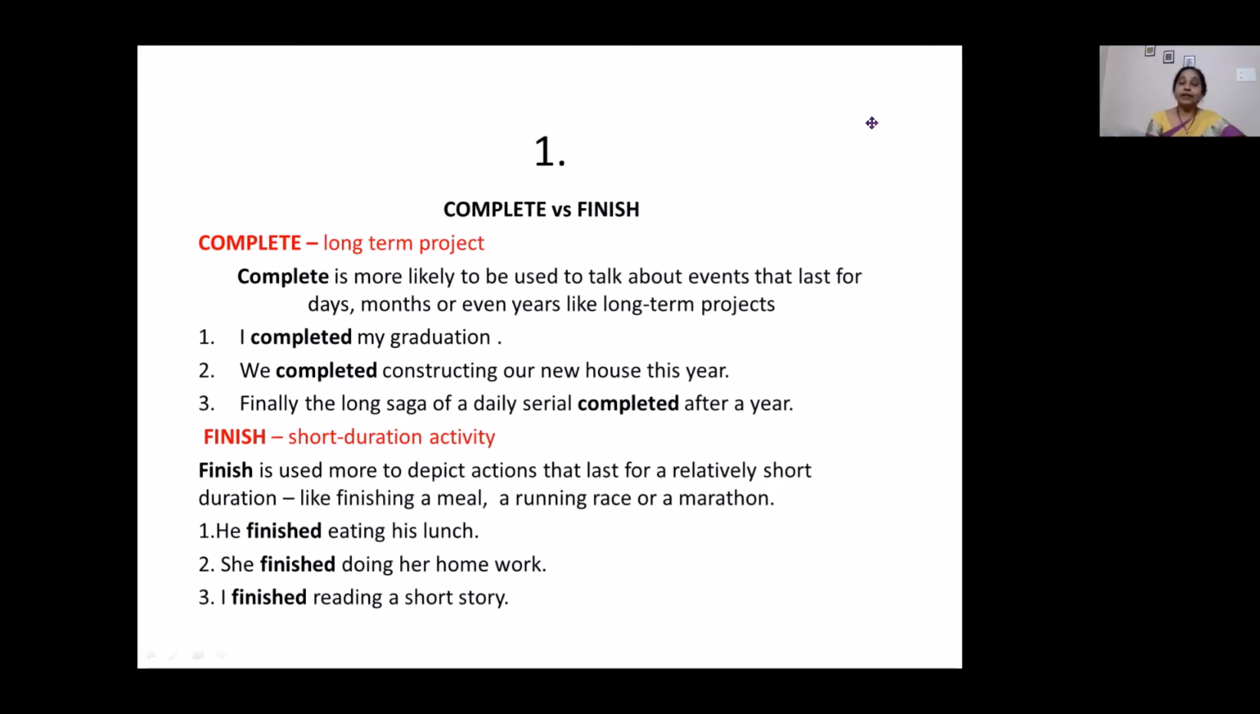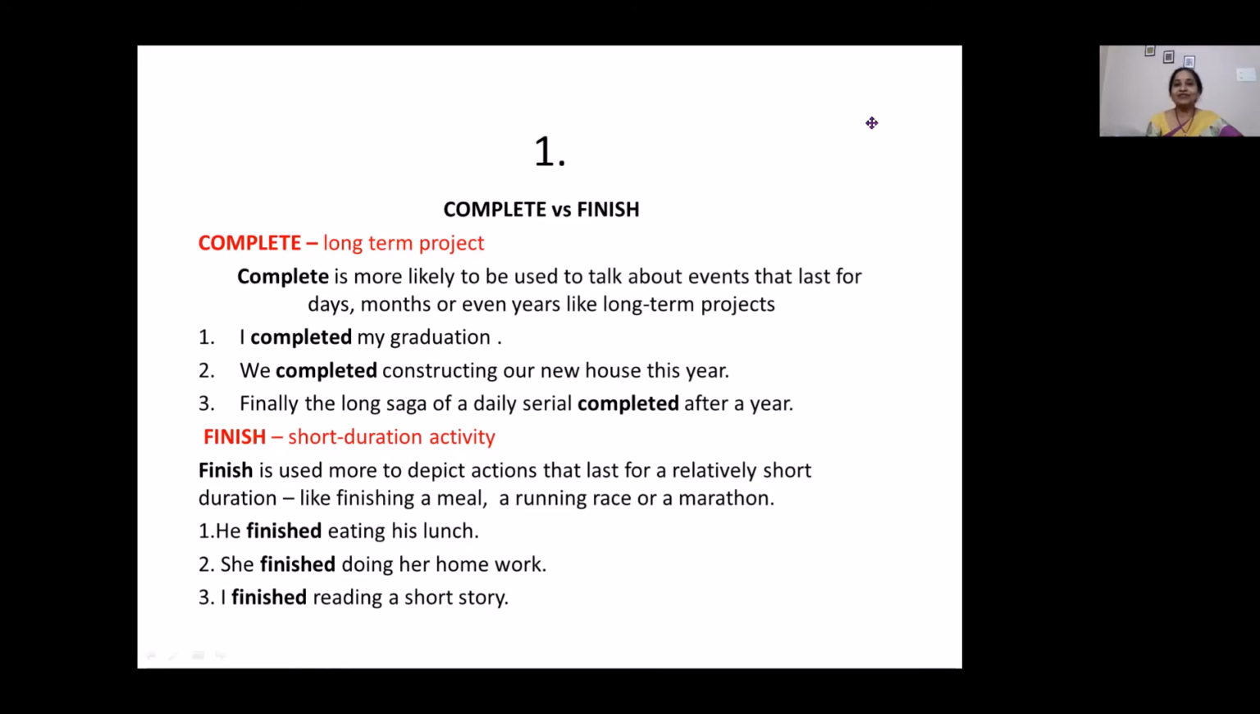For example, I completed my graduation because graduation is a long-term process. Then we completed constructing our new house this year. Maybe it has taken 1 year or more than 1 year, but we have completed the construction process. We cannot say we finished construction process because it is a long time process. Then the next example is finally the long saga of a daily serial completed after a year.